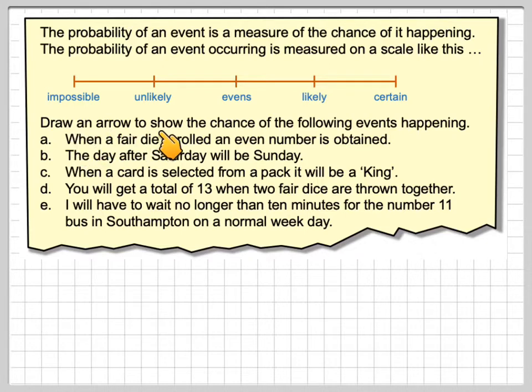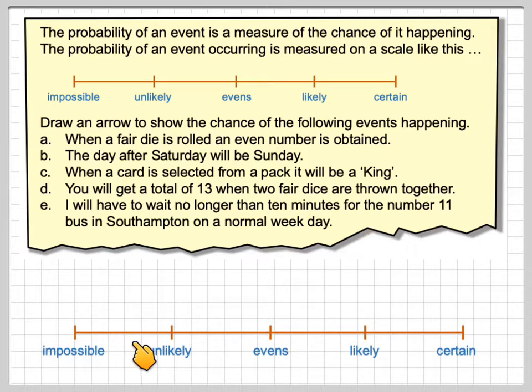The question says, draw an arrow to show the chance of the following events happening. If we draw our scale down here, A: when a fair die is rolled, an even number is obtained. A fair die has the numbers 1, 2, 3, 4, 5, 6 on it, and how many of those are even? 3 out of 6. So like half the time we would expect to get an even number. Therefore, this one would have to go here. So we'll put A there.